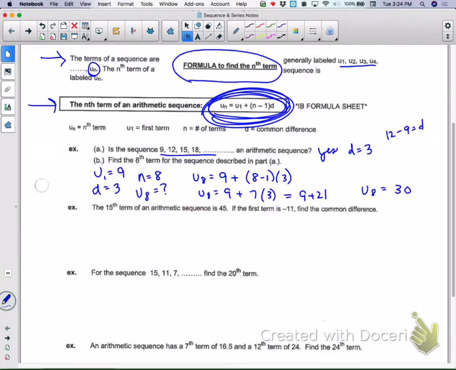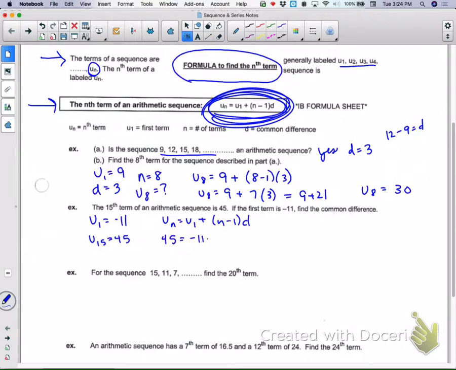Okay, so in this case, they want to know what am I adding each time, but I don't have terms that are next to each other. So I'm going to write down what I know. I know the first term is negative 11. I know that u sub 15 is 45. Now here again is my formula. Okay, now in this case, to find the 15th term, the 15th term was 45.